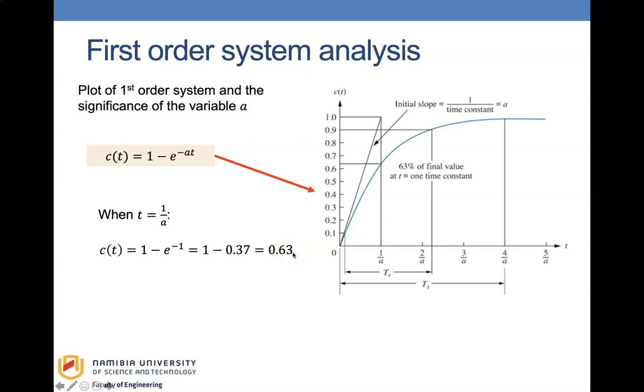What does this mean? It means that when the time is 1 over a, your system response will have achieved 63% of its final value. That's what it means. And we will soon see that this is referred to as the time constant for a first order system.